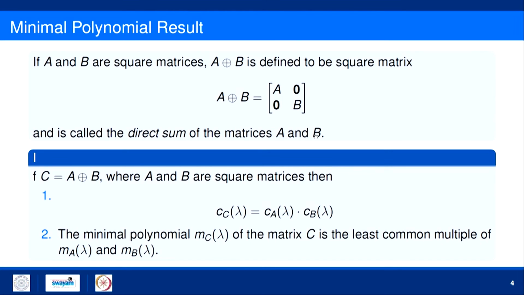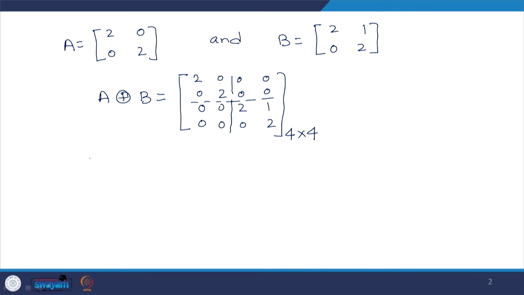Now what we will see is that if C is a direct sum of A and B, where A and B are square matrices, then the characteristic polynomial of C is just the product of the characteristic polynomials of A and B, while the minimal polynomial of C is the least common multiple of the minimal polynomial of A and the minimal polynomial of B. So let us say this is C. Here the characteristic polynomial of C is given by the product of the characteristic polynomials of A and B.